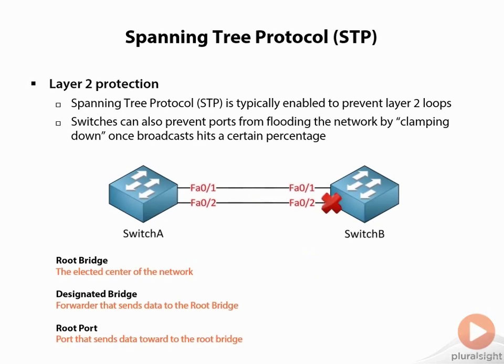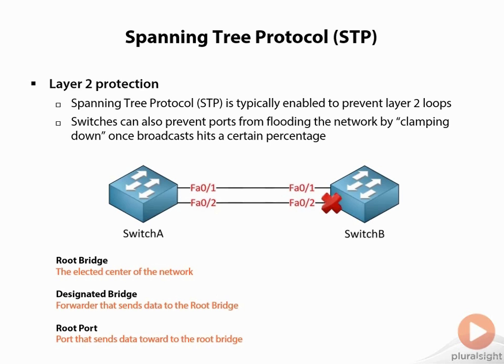Now in the layer 2 space, we don't have that TTL benefit. We don't have that ability to decrement. Layer 2 deals with switches, bridges, things along those lines. Layer 2 of the OSI model. So in layer 2 parlance, we have spanning tree protocol. It accomplishes the same thing as far as loop protection, just does it in a different fashion.